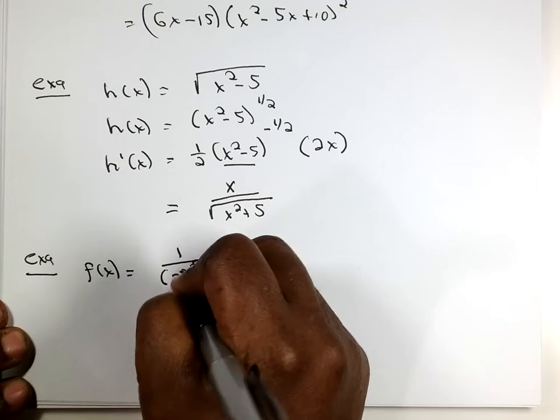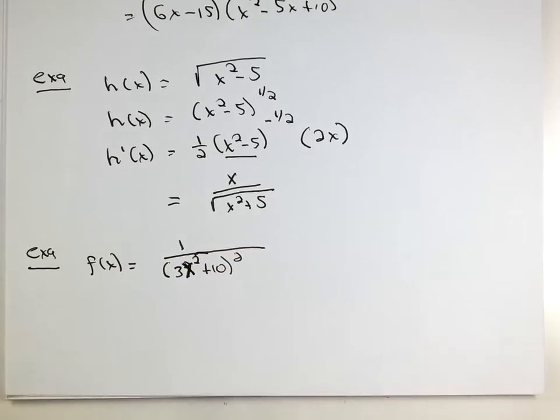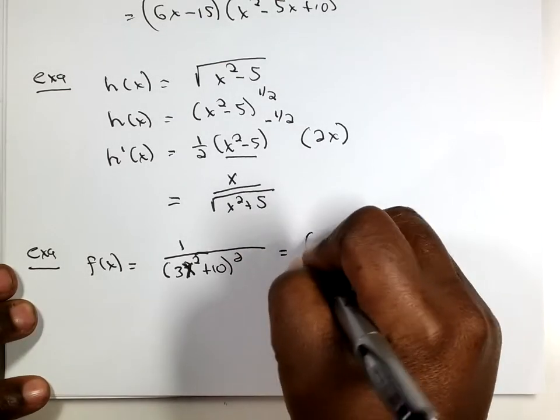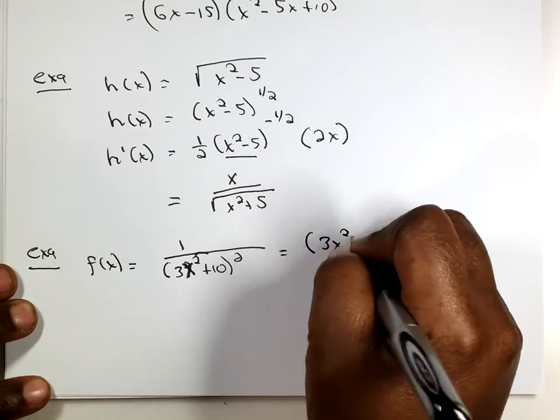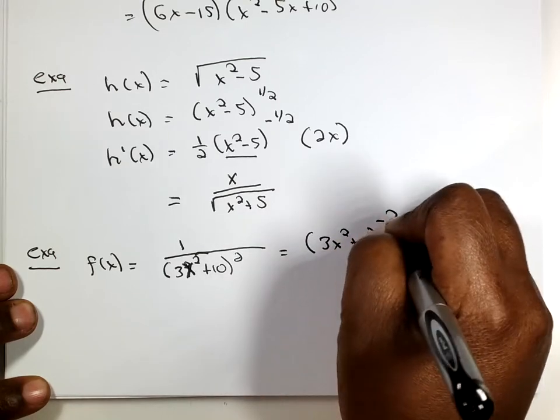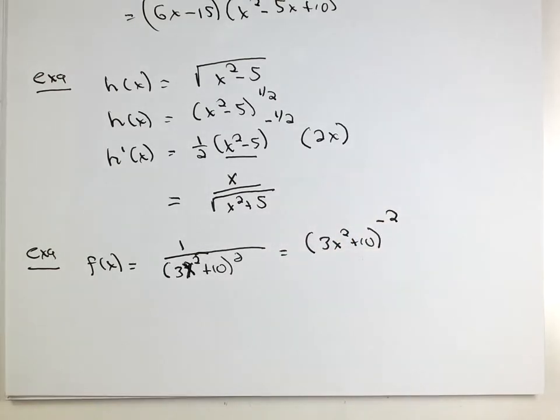All right, I have 1 over (3x squared plus 10), and that's being squared. So this kind of looks like I have to use the quotient rule, but I really don't, because I just have that constant 1 in the top. I'm going to rewrite this as (3x squared plus 10), and because I brought it up top, now that's to the negative 2 power.